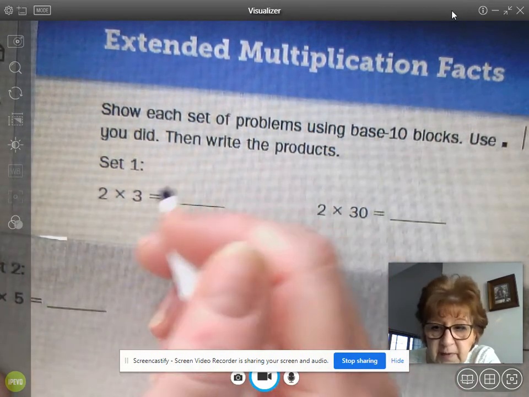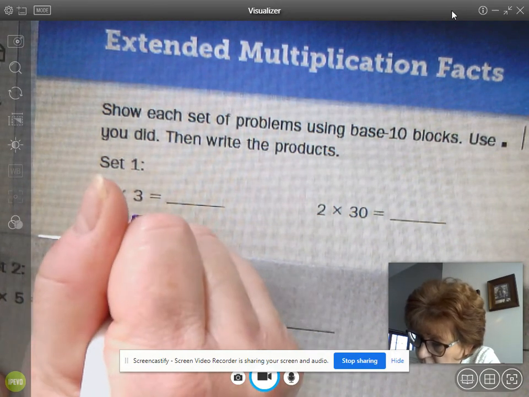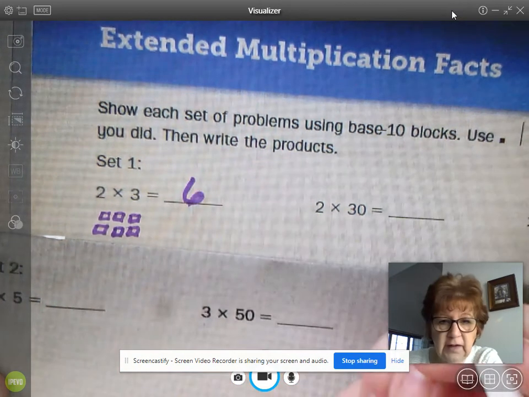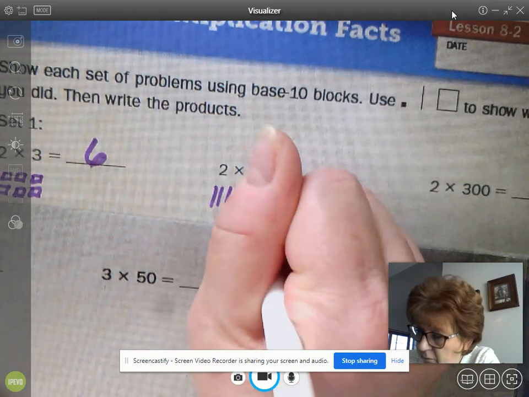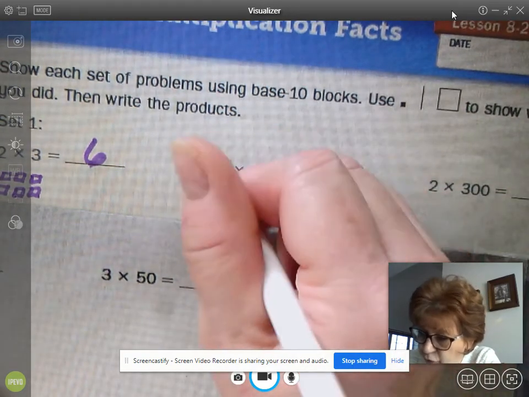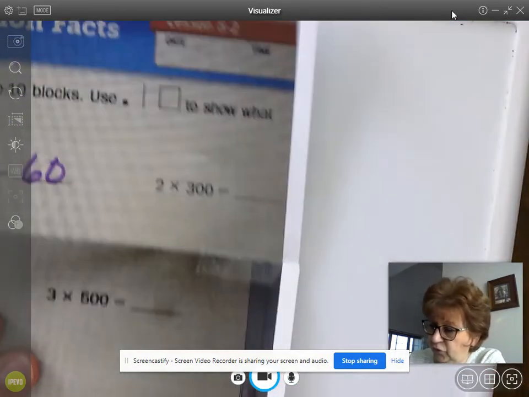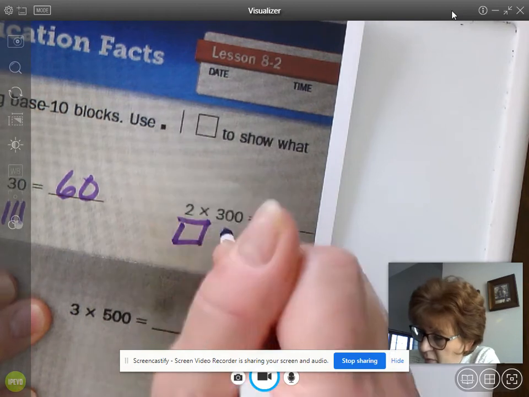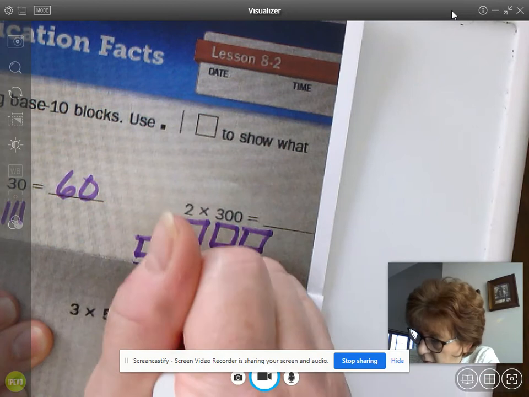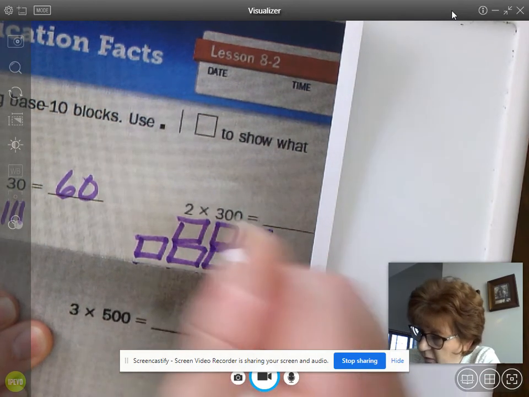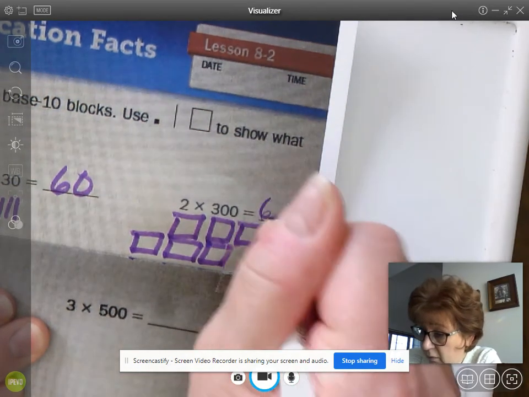And if I were going to show that with my base 10 blocks, that would be, okay, and we said that equaled 6. If I was going to do the 2 times 30, 6 longs, okay, 2 groups of 3 longs, and that equaled 60. If I was going to do my 2 times 300, all right, so I would have 100, 200, 300, 400, 500, 600.